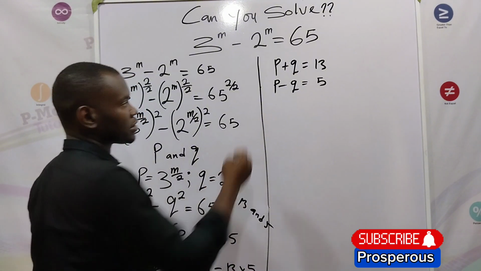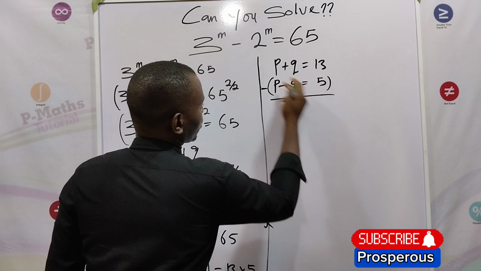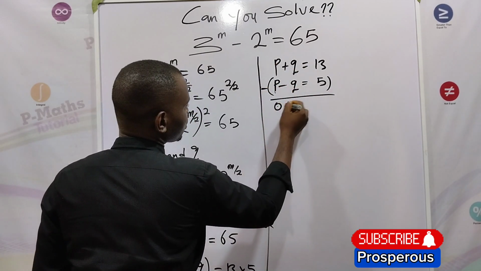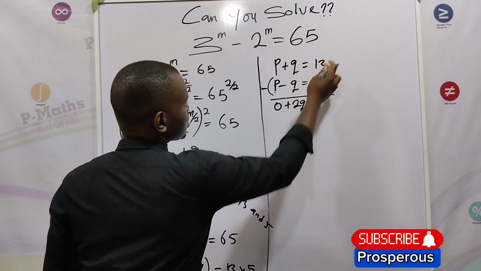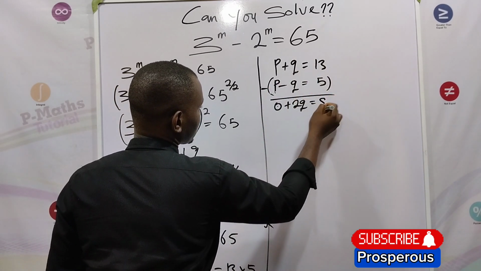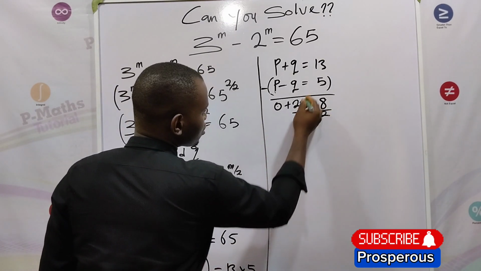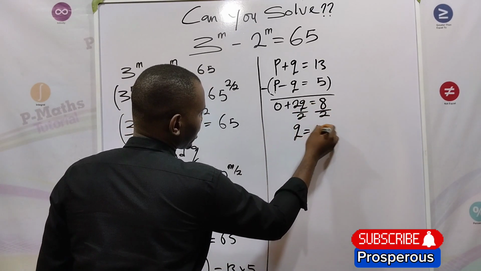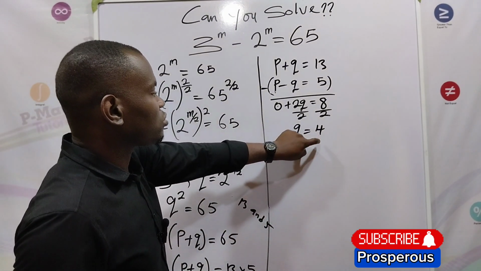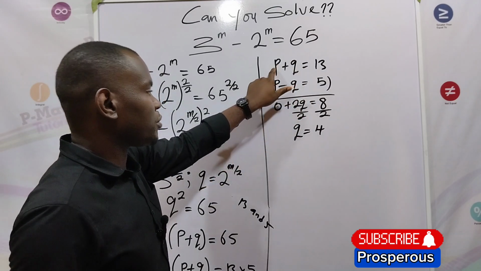Let us eliminate. I am subtracting equation 2. p minus p is 0. q minus minus q will give us plus 2q equals 13 minus 5, which will give us 8. Okay. So from here, we can divide both sides by 2 so that we have the value of q as 4. Having gotten q as 4, substitute q as 4 in any of these equations so that you can get the value of p.